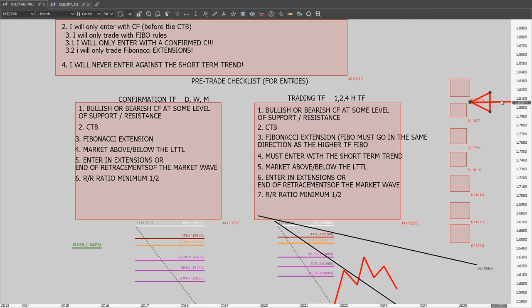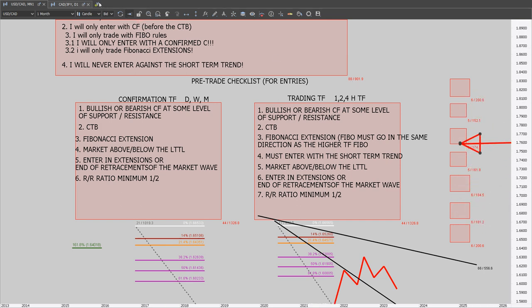The most important thing, everybody, is that you need to obey. Of course, you need to see first if you have an edge in the market. If this pre-trade checklist gives you an edge, meaning that you are making more money than you are losing, then you need to obey your strategy.